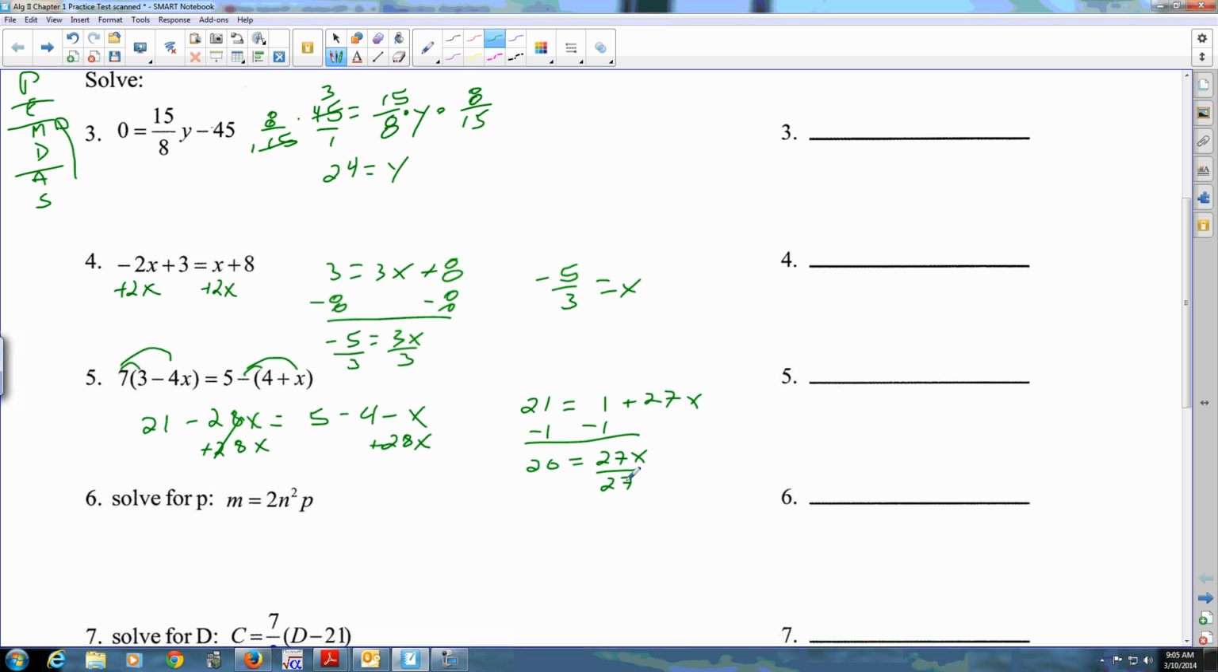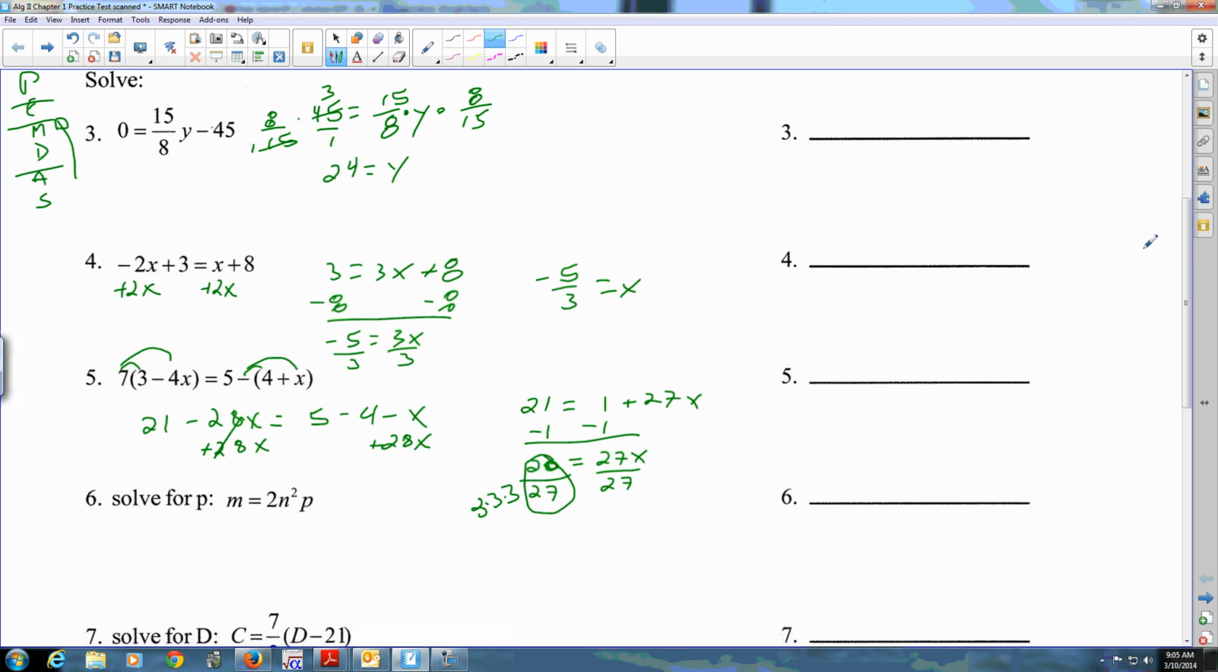Divide by 27. And you've got 20 27ths. And I don't believe that's going to reduce, because 27 is only made up of 3s. And there's no 3s hiding inside the 20, so that's as good as it gets right there.